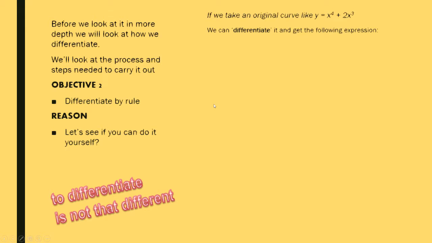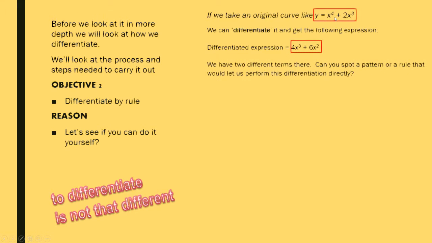So we can differentiate it and get the following expression. The differentiated expression would equal 4x cubed plus 6x squared. I'm going to get you to look at those two expressions. So the x to the 4 becomes the 4x cubed, and the 2x cubed becomes the 6x squared. Now, can you see the link between the two? There are two different patterns. Can you spot the pattern of the rules?